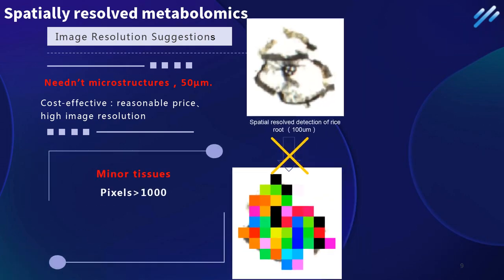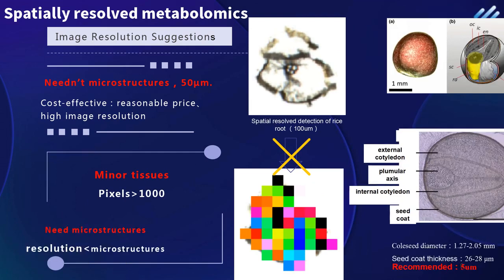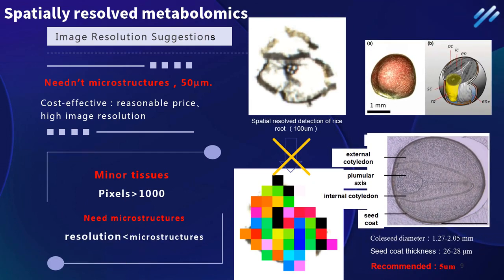For example, in this root sample, the root diameter is only 800 micrometers, and when you select a resolution of 100 μm for the entire sample, its total number of pixels is less than 64. Results obtained may be chaotic, and the data of spatially resolved metabolomics cannot divide the samples into regions. Therefore, it does not meet our experimental needs.